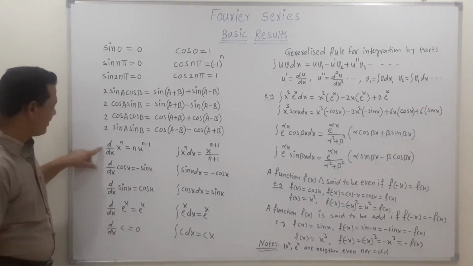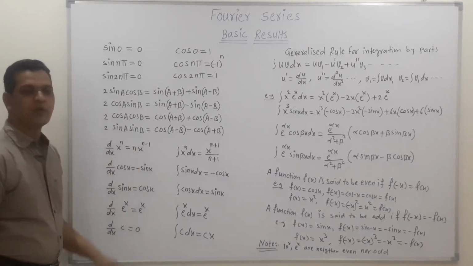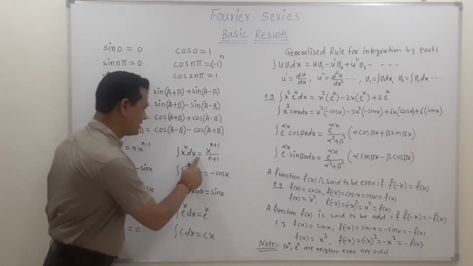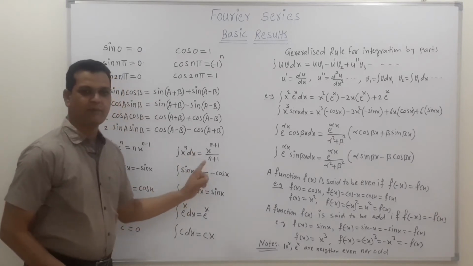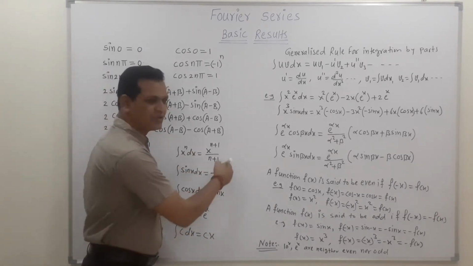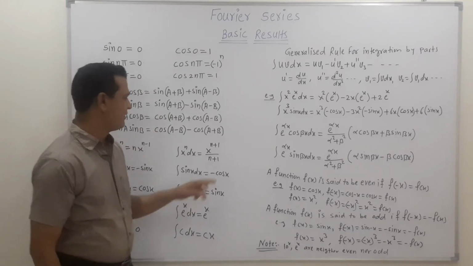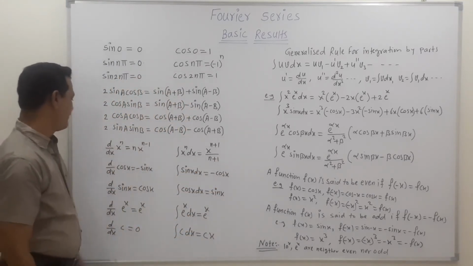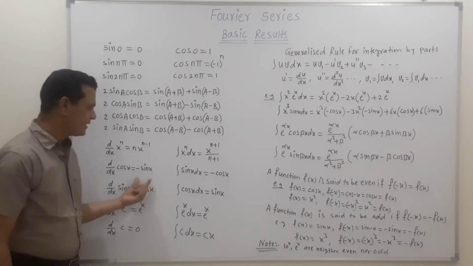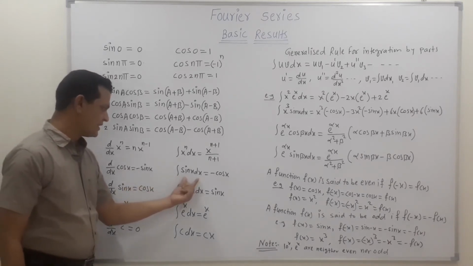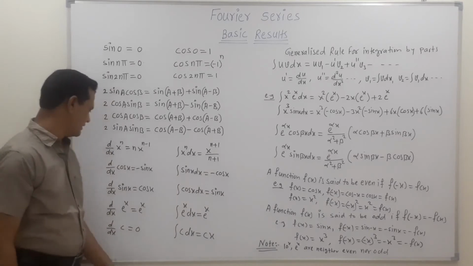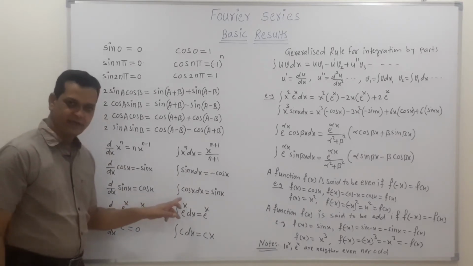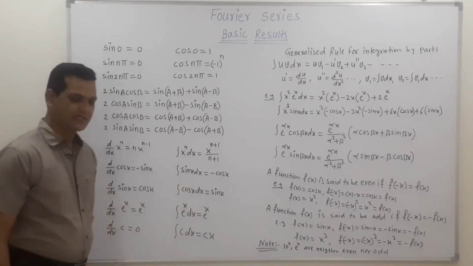So the derivative of x raised to n is equal to n into x raised to n minus 1, whereas the integration of x raised to n dx is equal to x raised to n plus 1 upon n plus 1, plus c. Purposefully I have not mentioned the value of c here, but the c term is there everywhere. Now the derivative of cos x is minus sin x, whereas the integration of sin x dx is equal to minus cos x. Then the derivative of sin x is cos x and the integration of cos x is sin x.